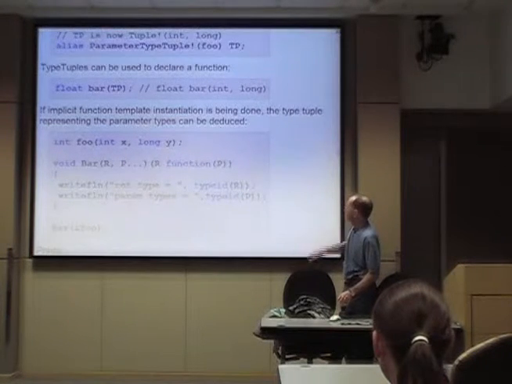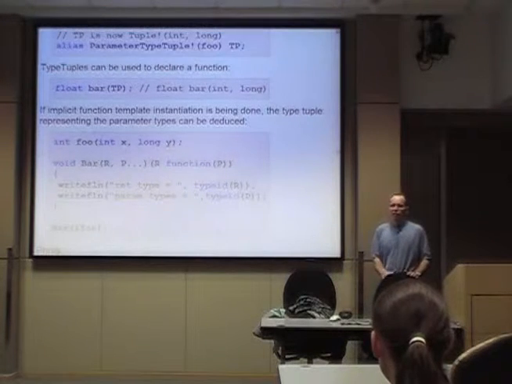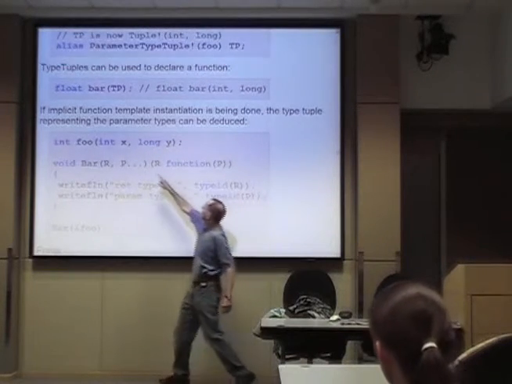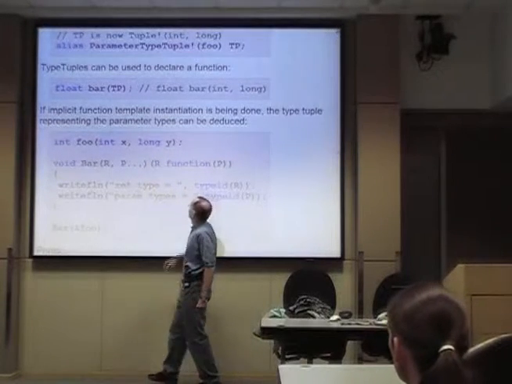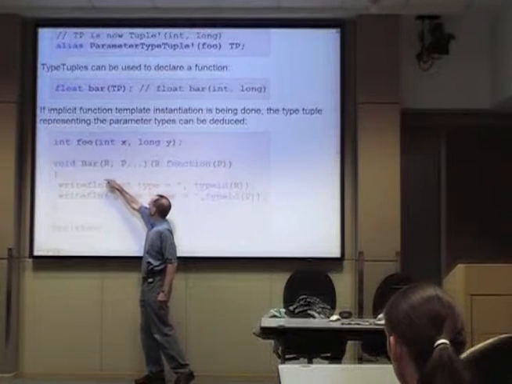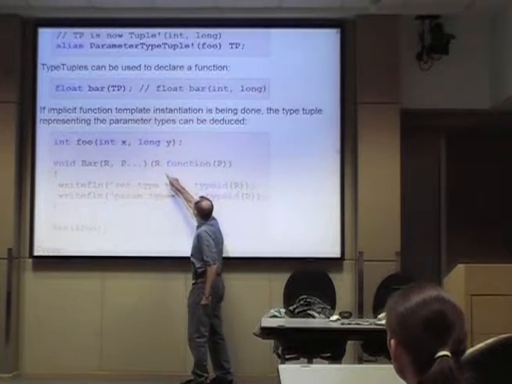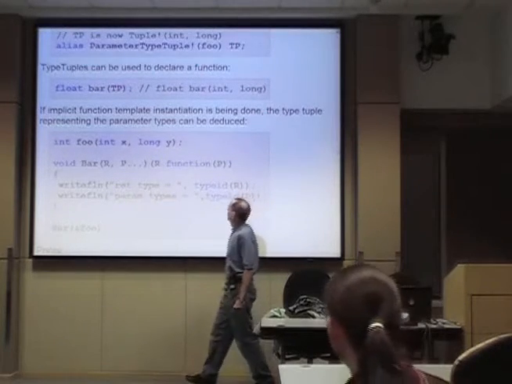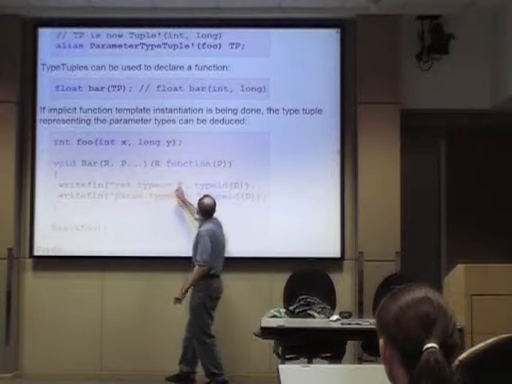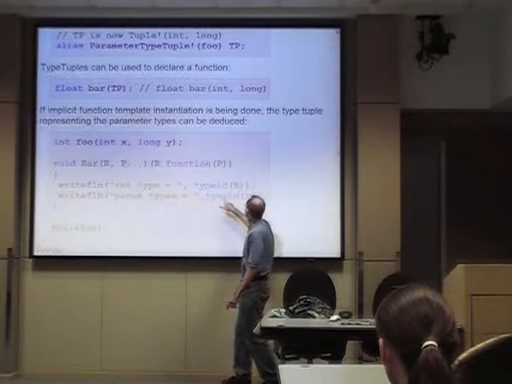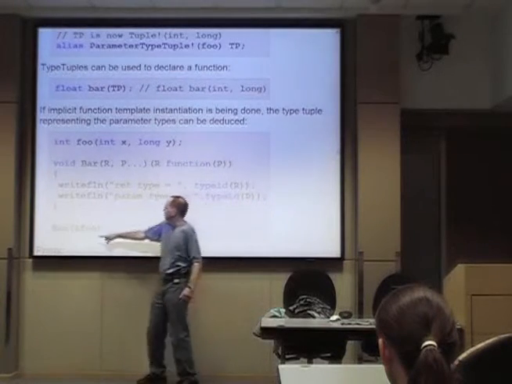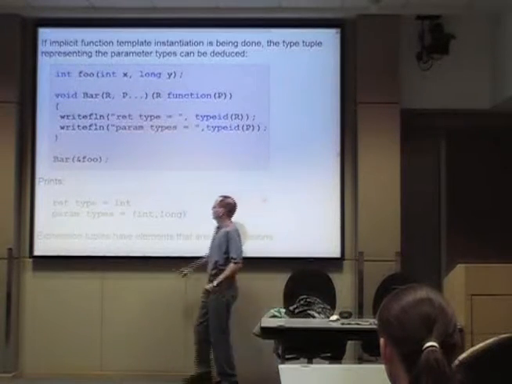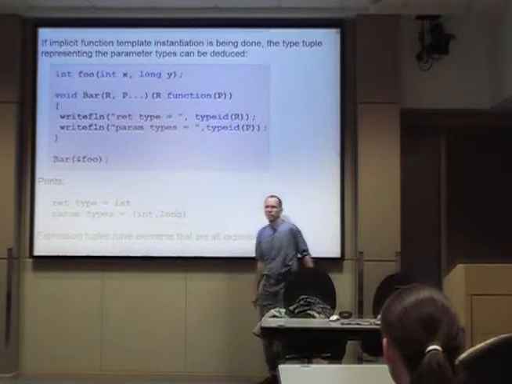Okay, if we're doing implicit function template instantiation, we can also deduce tuples from the function templates. So there's my function foo with 2 parameters, and I have a template function called bar, which has a return type and tuple type deduced from my parameters, which is the return type, function pointer, parameter types. And I can write out what they are. My return type is the type of R, and my parameter types the type of G. And if I call bar with the address of foo, it will actually print return type equals int, parameter types are int, long.